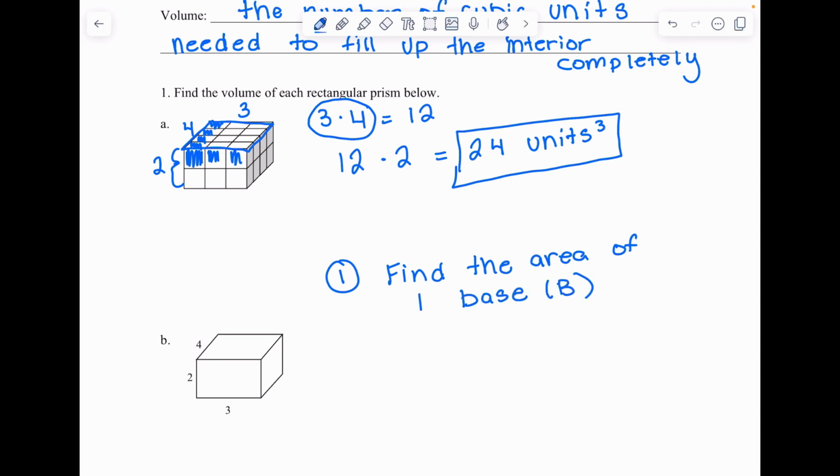Then, after we found the area of our base, which was 12, we multiplied by how many rows we had, also known as the height of the prism. So step 2 is to multiply our area of the base, capital B, by the height of the prism.